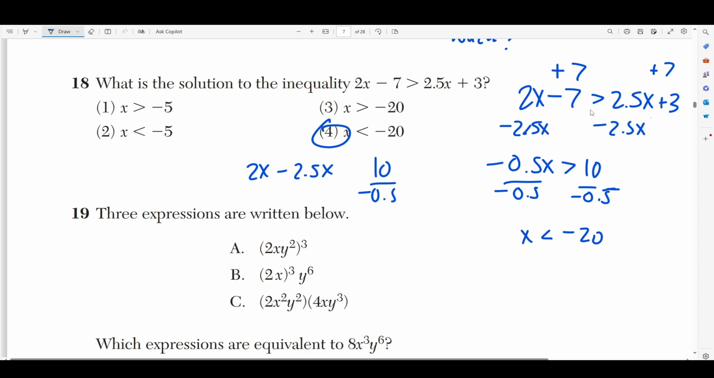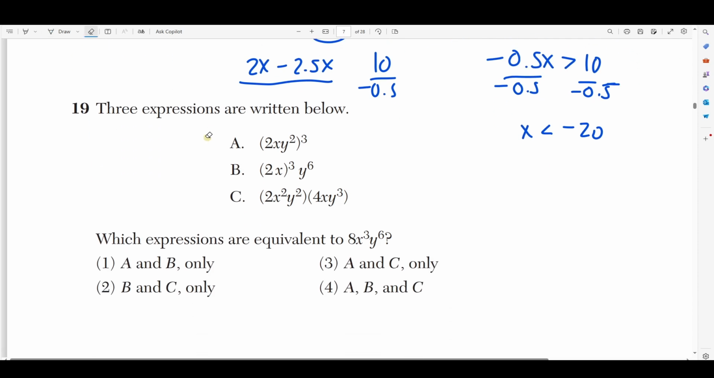So all I did here was I combined like terms. I moved this 2.5x to this side, and I did that by doing 2x minus 2.5x. And then I moved this 7 from this side to this side by adding 7. And then I just divided by negative 0.5. And because I divided by a negative number, I had to change the direction in which this sign faces. Cool. So number 19 says three expressions are written below.